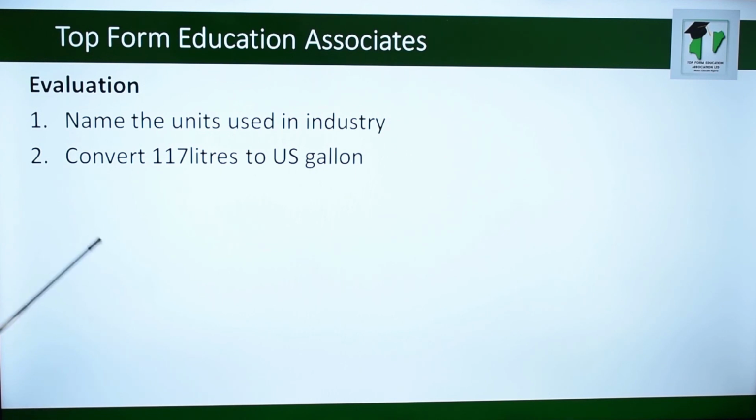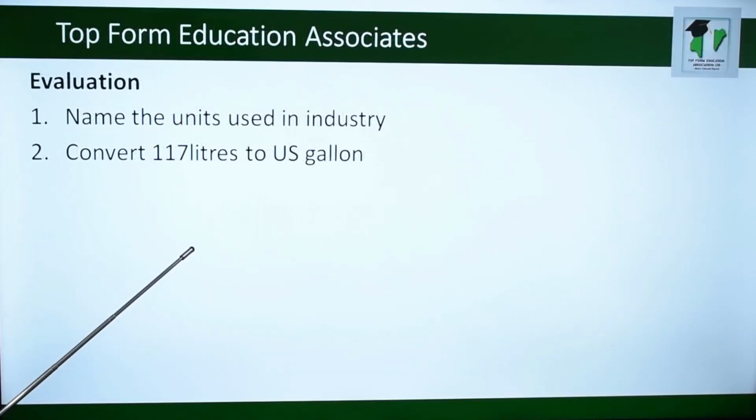Now I want to test our knowledge on what we've said so far. This takes us to the next point, evaluation. Number 1, name the units used in industries. Number 2, convert 117 liters to US gallons. Now I believe you must have finished answering the questions. Now let's turn to the next page for the solution so that you can mark.